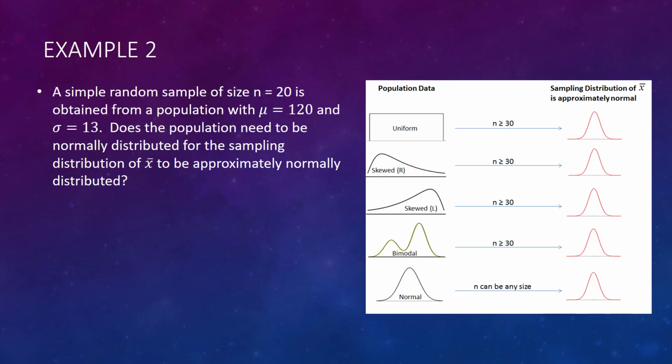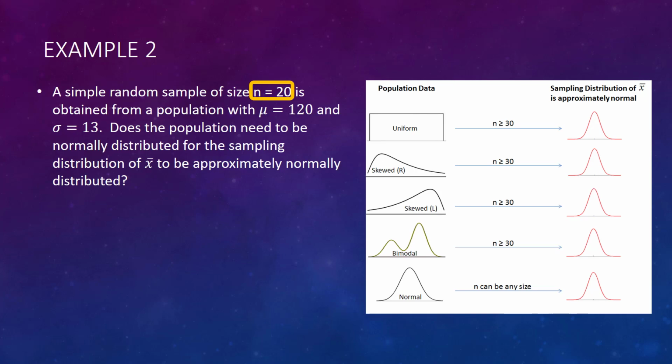Let's do another example. Suppose another simple random sample of size n equals 20 is obtained from a population with a mean of 120 and a standard deviation of 13. Does the population need to be normally distributed in order for the sampling distribution of x bar to be approximately normally distributed?